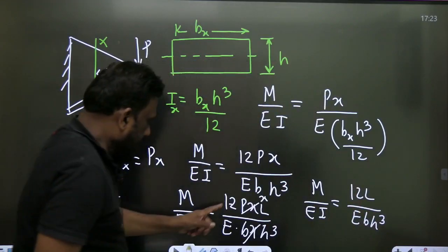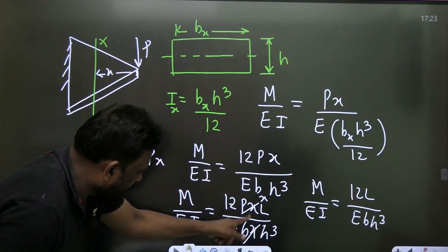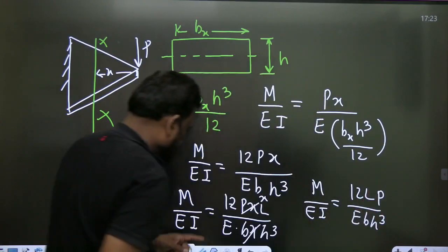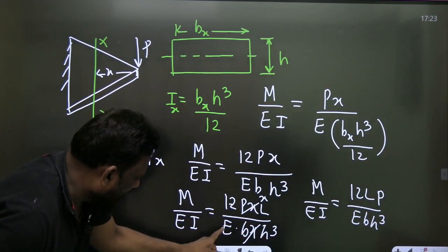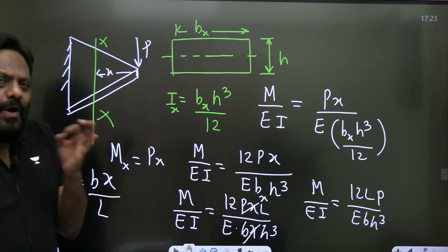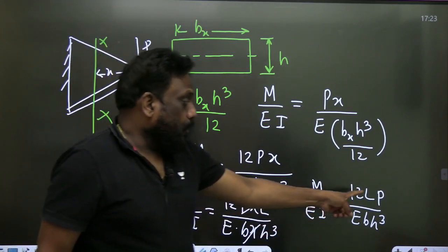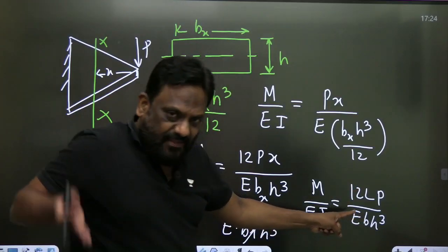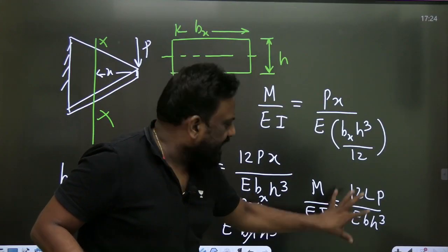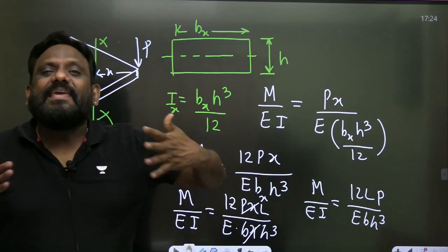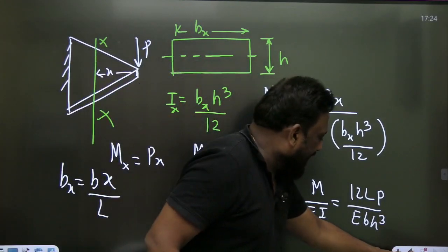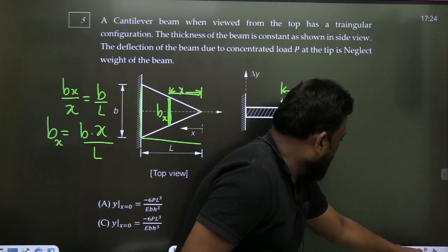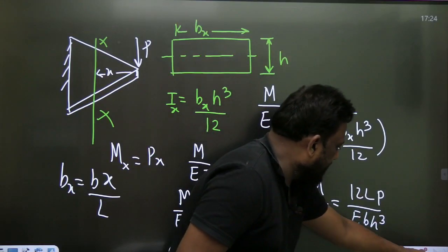What is your conclusion? 12 P l by E b h cube. Excellent sir. Now you tell me, my load P is constant, length is constant, E is constant, width b is constant, it is independent of x. So my M by EI is same everywhere. So therefore, my dear students, इधर देखो, my M by EI is same, which is 12 P l by E b h cube.